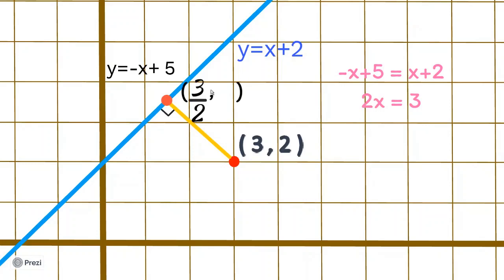So you got the x coordinate. You got 3 by 2. Now you need to find the y coordinate. How to find the y coordinate? Substitute the x value into any of these two equations, minus x plus 5 or x plus 2. Any of these two equations, because it lies on both the lines. And you will get the answer 7 by 2. Therefore, you got both the points, and now you can easily use your distance formula and find the answer.